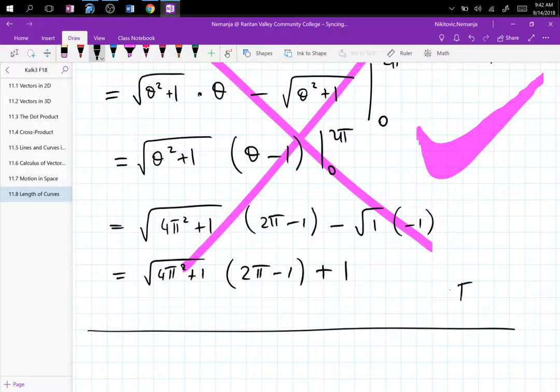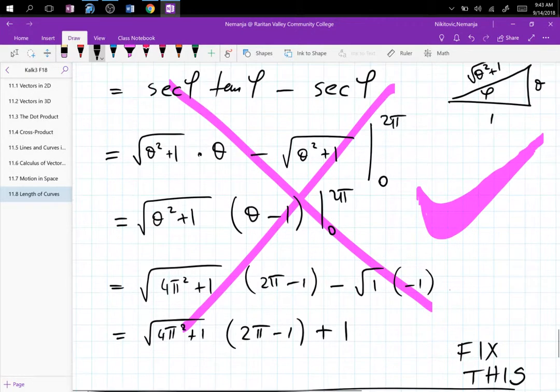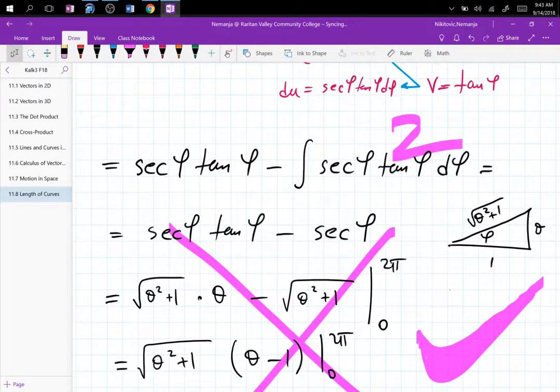Fix this. So you have a tangent square over there, and then you have to do more work. You have to do it again because the integral of secant tangent is secant.